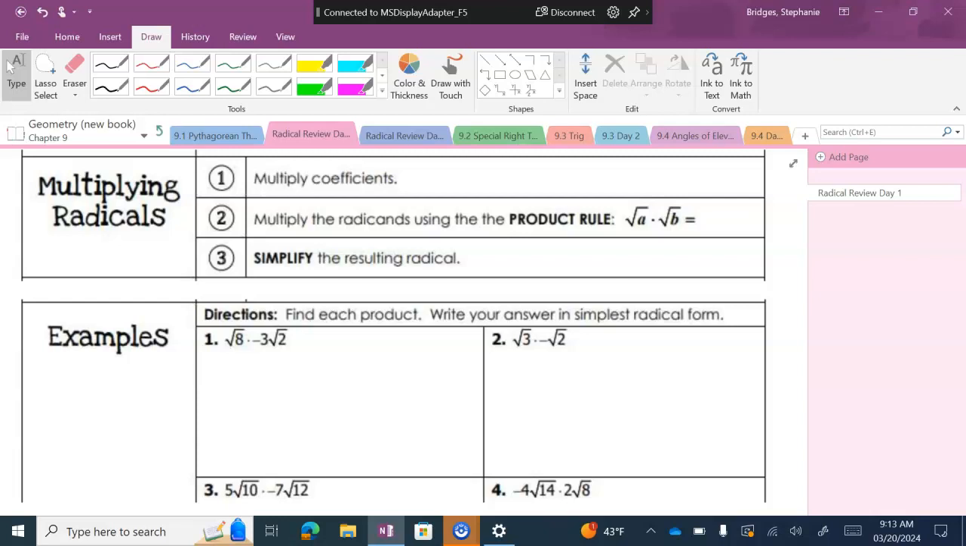My first radical for number 1 is the square root of 8. What is the coefficient of it? What number's in front of it if there's nothing there? A 1. Okay. So first step is to multiply the coefficients. So what we're going to do is there is a 1 out here. What's in front of the square root of 2? Negative 3, right? So what is 1 times negative 3? Negative 3. So that we're going to put that in the front. Outside times outside. The numbers in front of the radicals get multiplied.